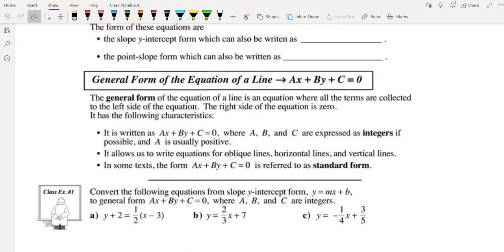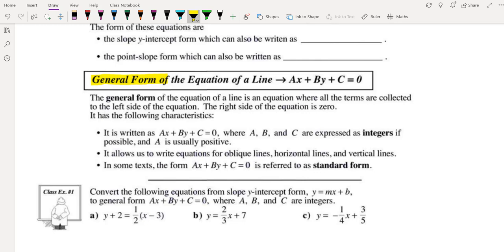Good morning. In today's lesson, we'll be talking about the final format of a line. So we looked at slope-intercept, we looked at the slope point form. Today, we're going to talk about general form and working with general form equations.